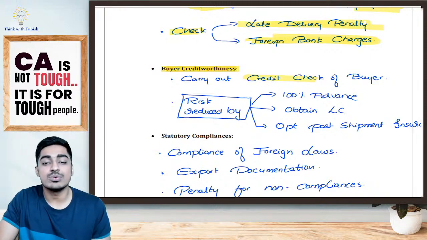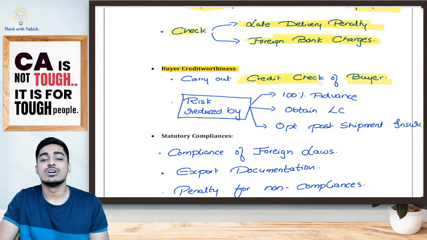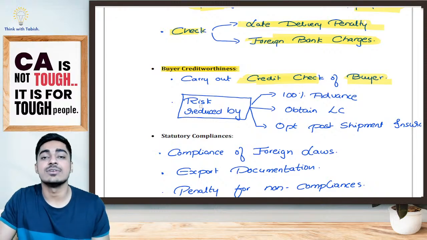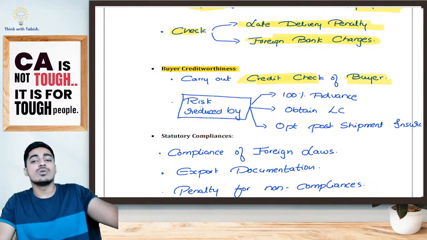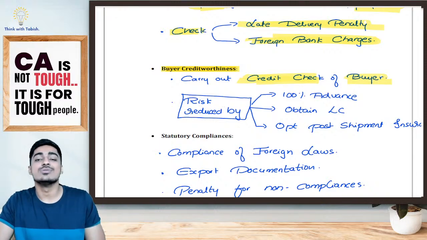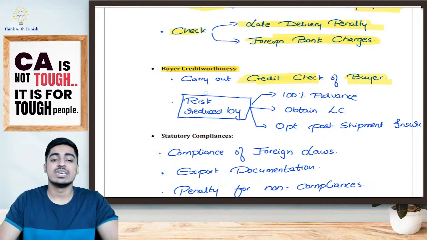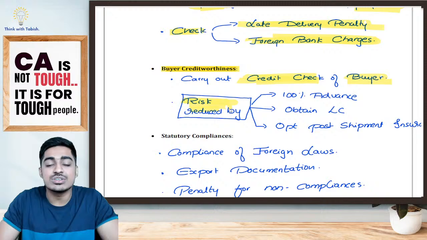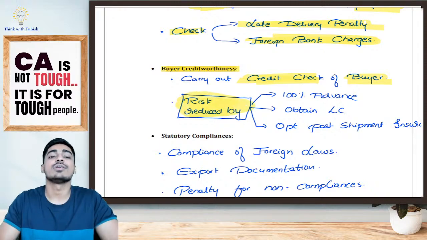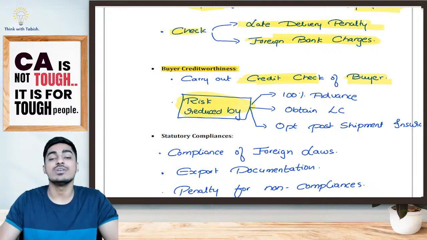Firstly, we need to carry out a credit check of the buyer to see if the buyer is creditworthy or not. Or else we have sold the goods, we are not getting the money. What is the use? No point at all. So we need to carry out a credit check of the buyer. We need to try and reduce the risk of non-payment. What is the risk we are having? We are selling the goods, we are not getting the payment. How can we reduce the risk?